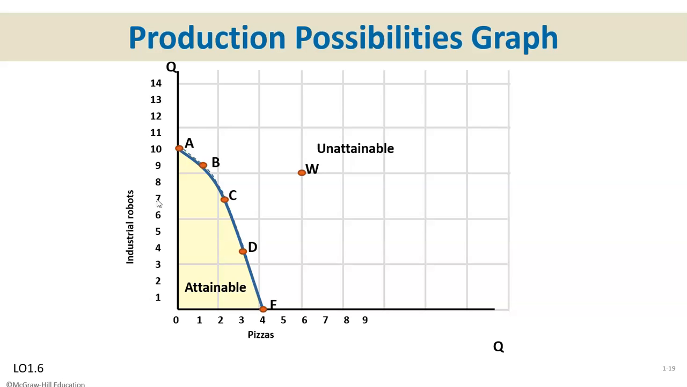If you have some trouble with graphs, I would suggest just sketching out the points that you're at. So make sure you can see you're at 9 robots and 1 pizza, and then at point C, you're at 7 robots and 2 pizzas, and that will help you determine the opportunity cost a little easier.